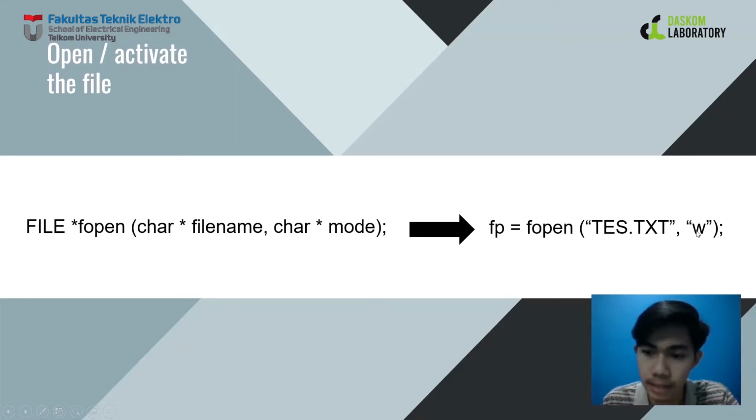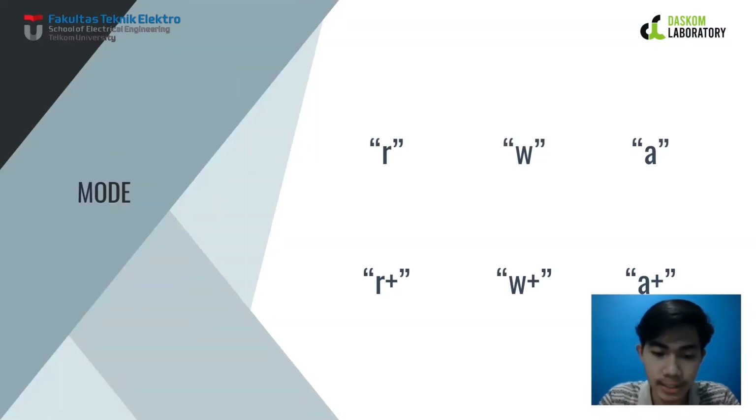("test.txt", "w"). The fp is the file pointer, fopen is the command to open the file, test.txt is the file we are going to process, and w is the mode of the process. After this, I will explain what the modes are in sequential files. So here are the existing modes in the sequential file in C language.